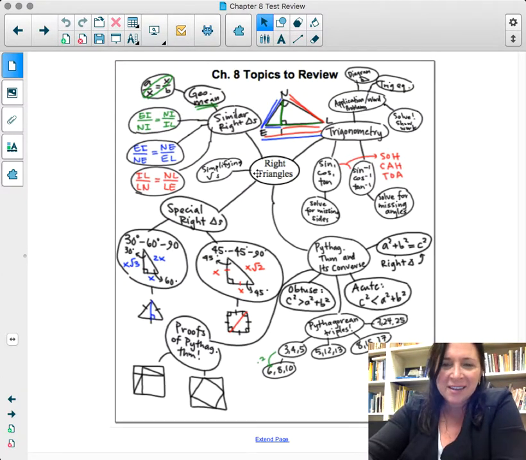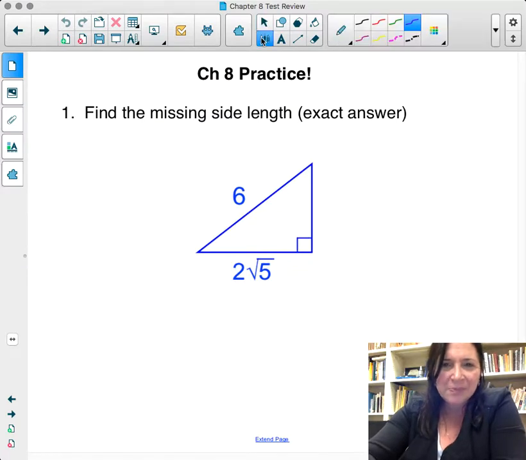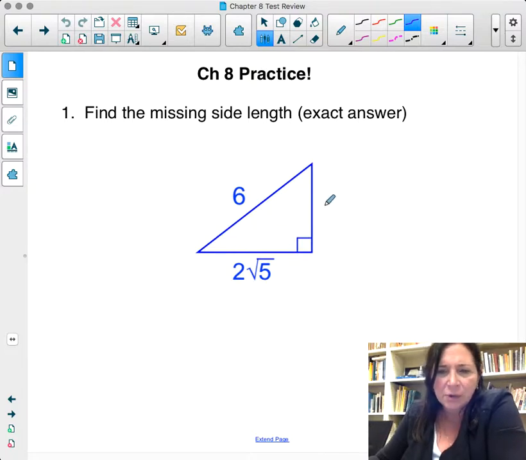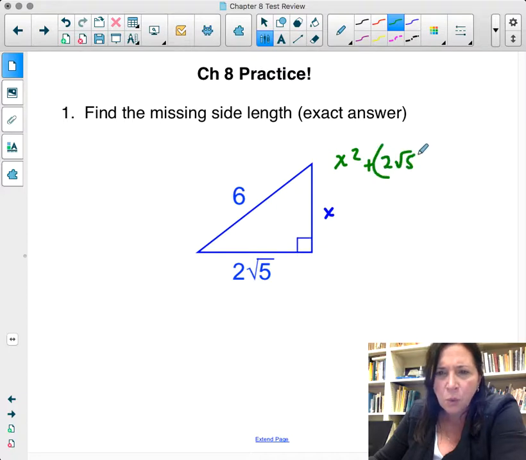So let's start with the first problem, and that is to find the missing side length. Remember to use just exact values. So for this, we're going to find x. We don't know what that is. And so I'm just going to use the Pythagorean theorem, which is x squared plus 2 root 5 quantity squared is equal to 6 squared.